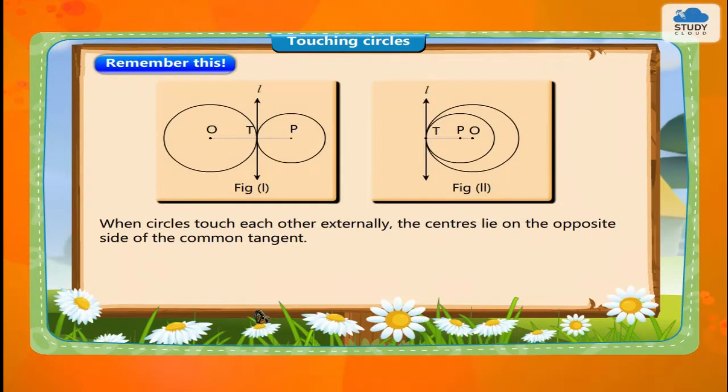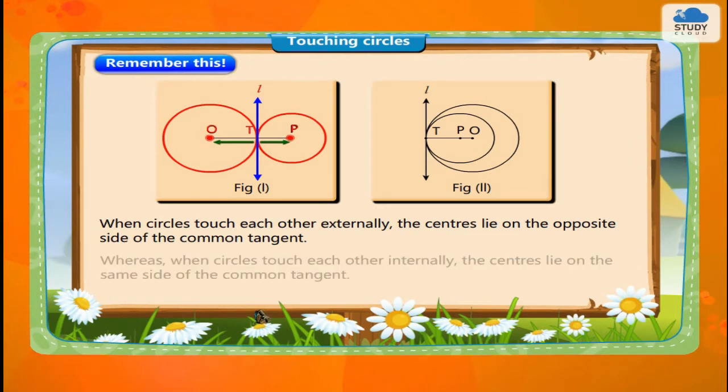Remember this. When circles touch each other externally, the centers lie on the opposite side of the common tangent. Whereas, when circles touch each other internally, the centers lie on the same side of the common tangent.